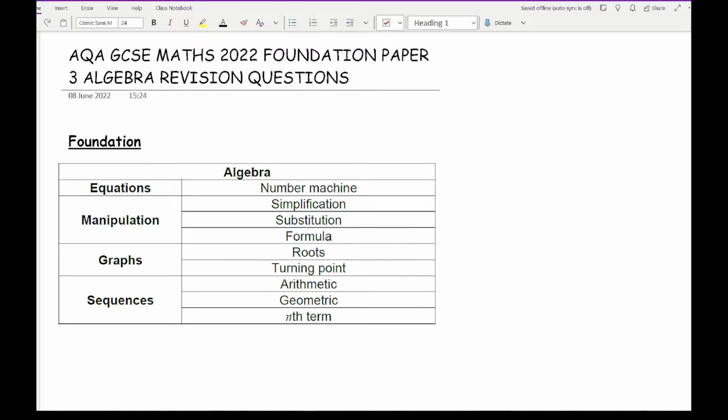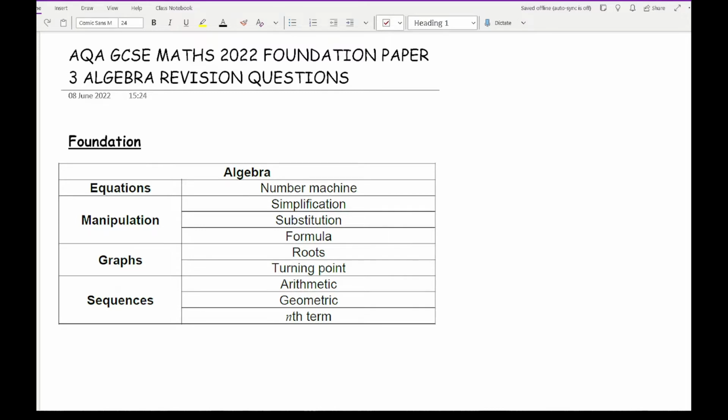So equations, number machines, that's basically going to be working with number machines, either working with input, you substituting values into a function machine and then working out the output, or the reverse, but also being able to do that with algebra. So having an algebraic term, let's say x, and putting it through a function machine to then write down what the output is going to be as an expression. And again, with the fact that substitution is written on there and simplification is on there, that then could be a couple of things that are joined in.